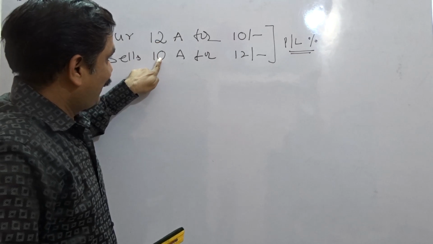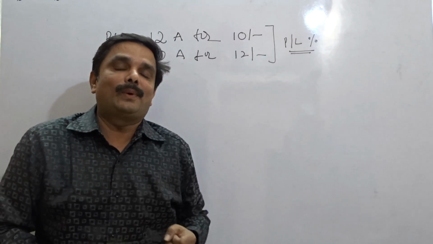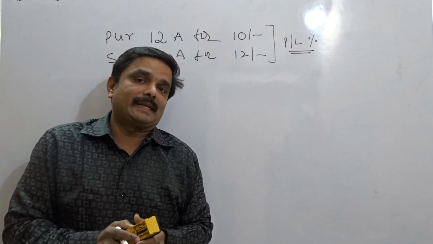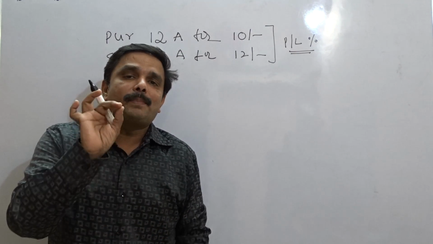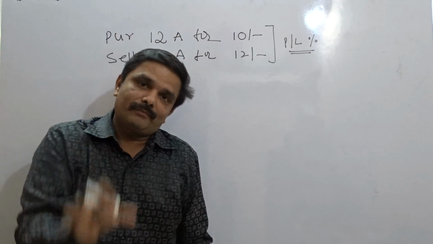Then only 10 articles are being sold for 12 rupees. What's the meaning of that one? Definitely there is a profit. What is the profit percentage? I'll give you a simple shortcut for this one. Then we will go by the fundamental base of that one, right?